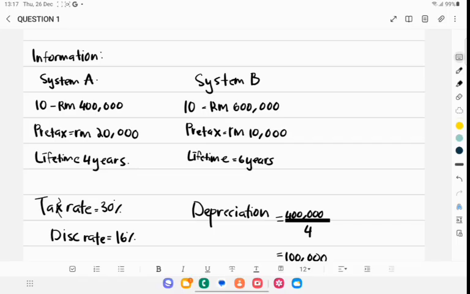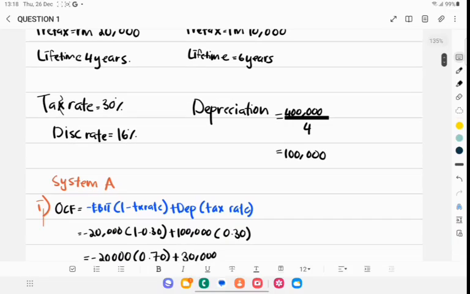So today, our group, which is Group N, will present the demonstrating calculation. We will start with question 1. As you can see on this note, I already collected all the data from the question given. For system A, the IO is 40,000 ringgit, Pratex 20,000 ringgit, lifetime 4 years. For system B, the IO is 1,600,000 ringgit, Pratex 10,000 ringgit, lifetime 6 years. The tax rate is 30%, discount rate 16%, and depreciation 100,000.